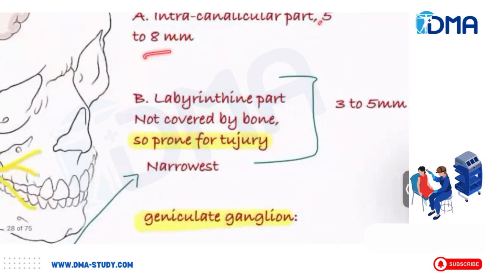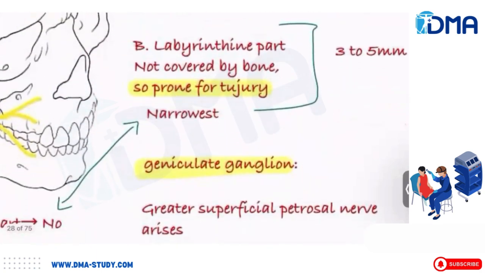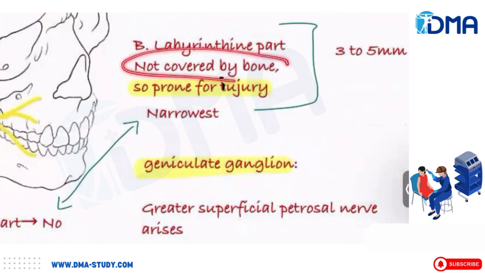Intracanalicular 5 to 8 millimeter, labyrinthine 3 to 5 millimeter. But the important thing, this labyrinthine part is more prone to injury because it is the narrowest part and also it is not covered by bone. The only part of the intratemporal facial nerve which is not covered by bone is the labyrinthine portion. So not covered by bone, prone to injury, and it is narrowest.